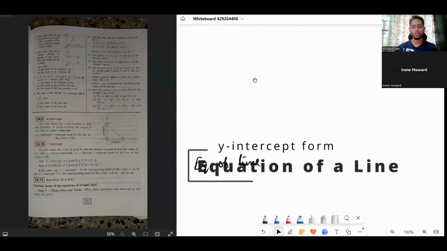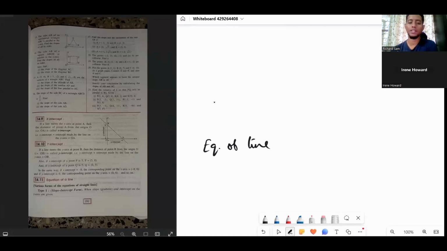One thing I forgot to mention is that the y-intercept is represented with the alphabet C.